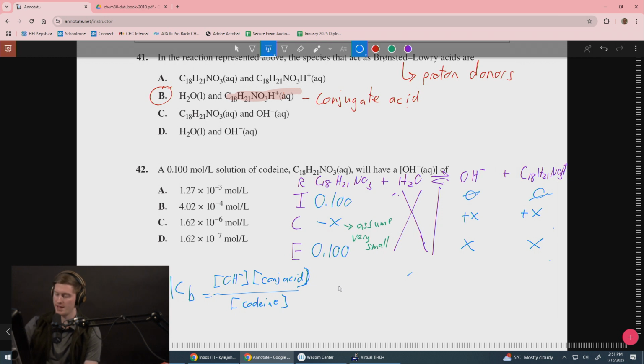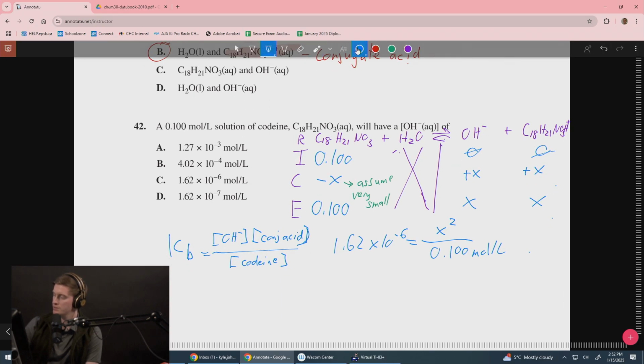Well, we know what our Kb value is. It's 1.62 times 10 to the negative 6. And we know that our hydroxide and our conjugate acid values are each x. So it's going to equal x squared divided by 0.100 moles per liter. To solve this question, we'll multiply this up, and then we'll take the square root. So x is going to be the square root of our Kb, 1.62 times 10 to the negative 6, times our concentration of our weak base.